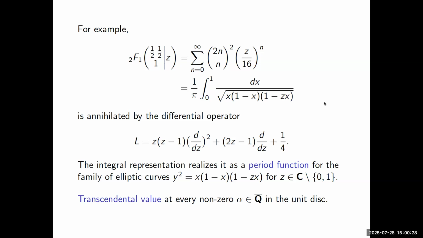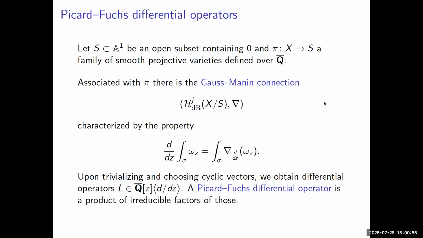And using this interpretation, you can also show that this function takes transcendental values at every non-zero algebraic point in the unit disk, okay? Because this gets interpreted as periods of an elliptic curve divided by pi, and we know that those are transcendental numbers. Okay, so ideally, this is the kind of information we would like to know for every G function. Okay, so what is the general situation?